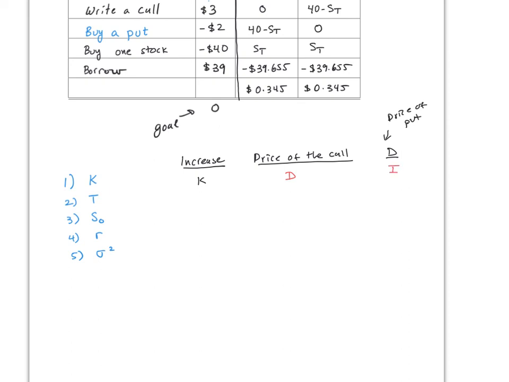Now, if the expiration date increases, then the price of the call will also increase, and the price for the put will also increase. If the stock price increases, the call will also increase, but the put will decrease. If the interest rate goes up, the call will increase, the put will decrease. And if the implied volatility, which we haven't talked about, increases, then the call will increase, and the put will increase too.